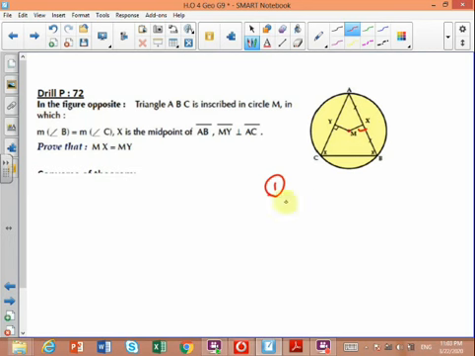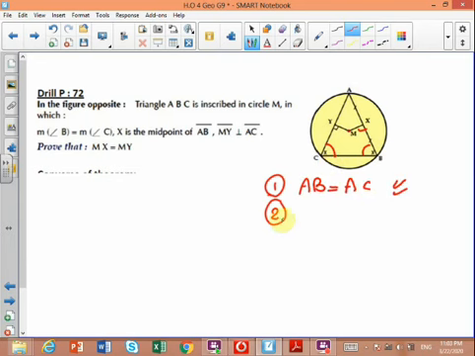If this happens, the two conditions happened, so MX will be equal to MY. So first, does AB equal AC? He didn't tell me in the given, but he told me another important given, that measure angle B equals measure angle C. So this will be an isosceles triangle, base angles are equal, so AB equals AC. This is the first condition.